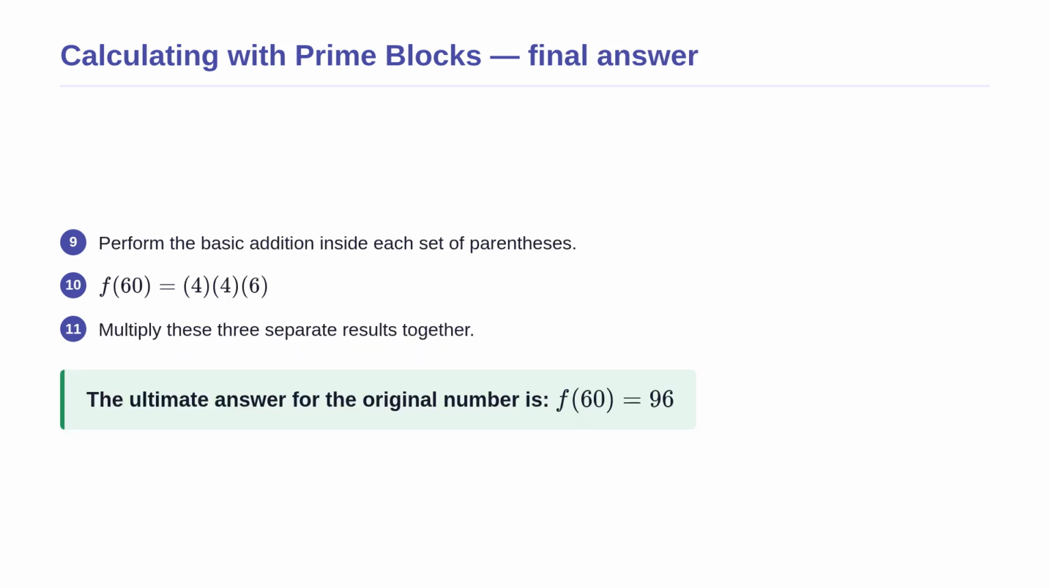For our final steps, we simply perform the basic addition inside each set of parentheses. This gives us the numbers 4, 4 and 6. These numbers represent the function's output for each of the isolated prime blocks. Our final step is to multiply these three separate results together. 4 times 4 is 16, and 16 times 6 gives us our ultimate answer. The final result is 96.